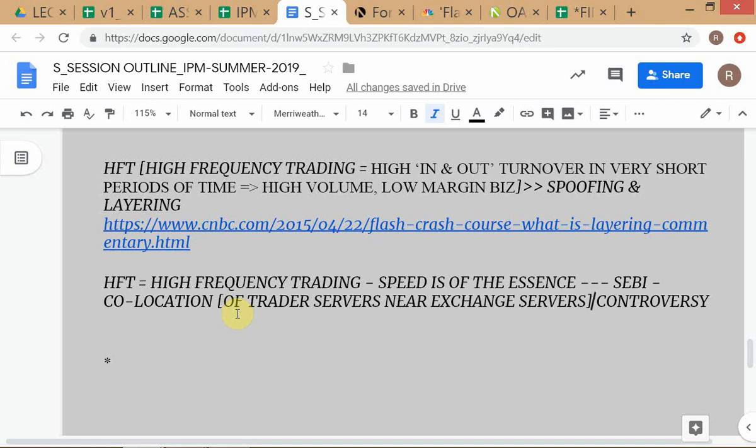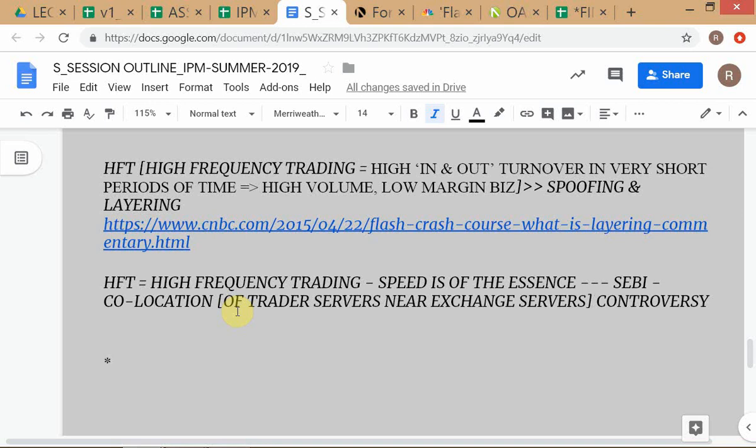If you are physically close to the server, because now we are talking about milliseconds. We are not talking about seconds, we are talking about milliseconds, or even smaller than that. So you want to get the millisecond advantage over your competitor. If you can be located closer to the exchange server, your order will be transmitted faster, because the queue matters only at the exchange server level. Are you following? You get the idea here.